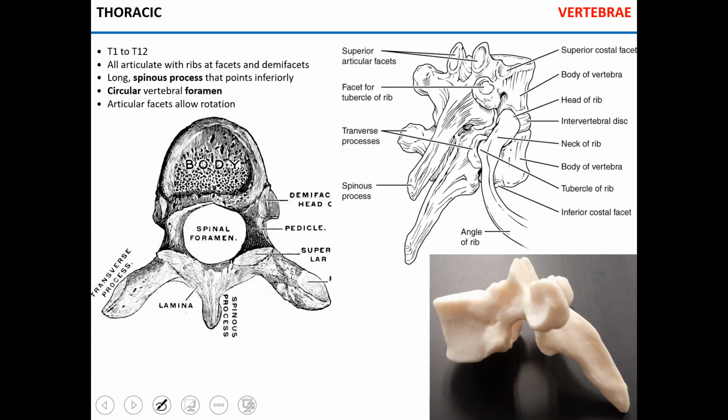Thoracic vertebrae. So you can see roundish vertebral foramen, bigger body than in cervical vertebrae. Spinous processes are long and they point down, they point inferiorly, and the articular facets of superior and, well, they should be here, inferior articular processes, they allow some rotation in the thoracic region.